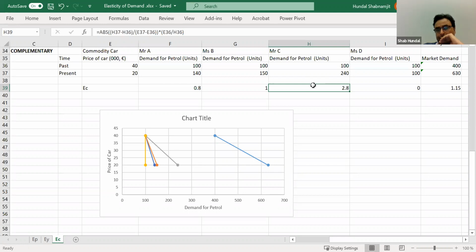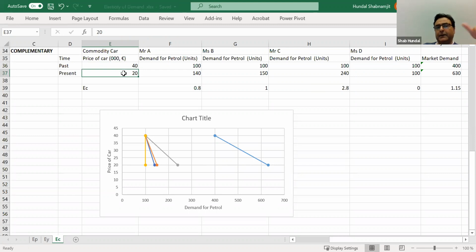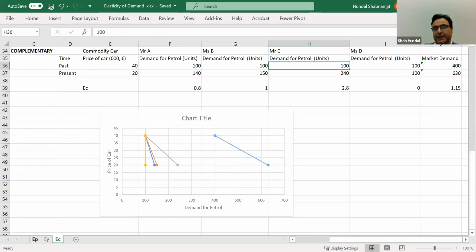Yeah. That's what I'm saying. When the car becomes cheaper, the demand for car will become more. And when the car demand increases, then obviously you use more petrol. Remember, I'm not studying here price elasticity of demand.